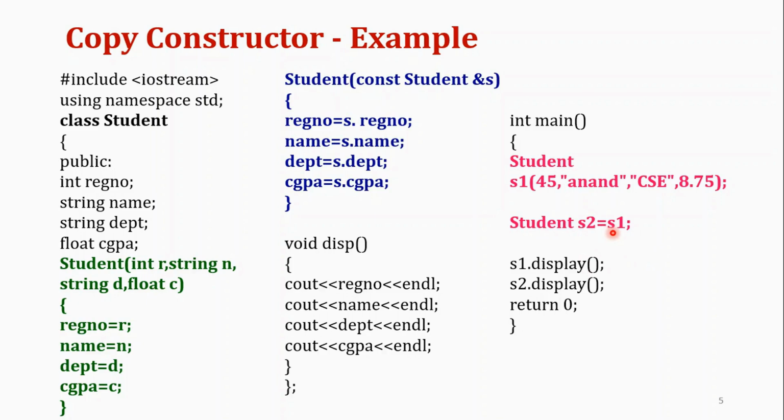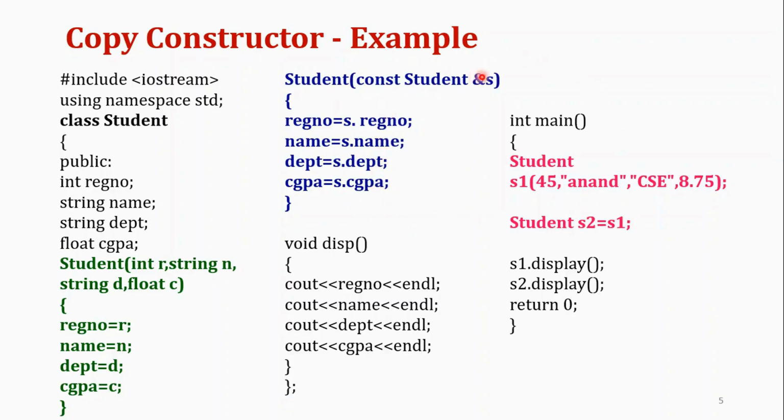This statement automatically invokes the copy constructor, which means S1 object is actually given to S, right? So ampersand S is the reference. So the S1 is given to S. So S1 register number, S1 name, S1 department, and S1 CGPA will be given to the calling object S2. S2 name, register number, department are copied from S1's name, register number, department, CGPA.